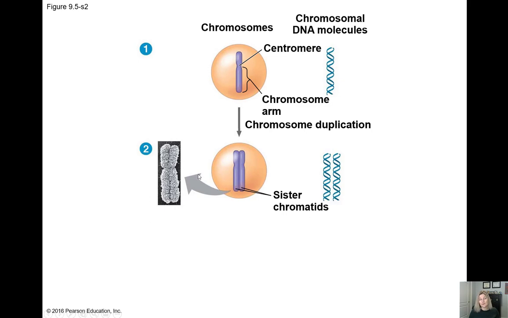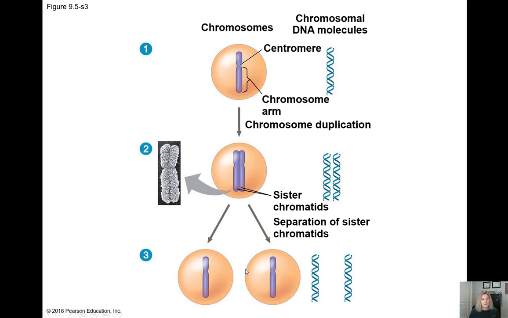So we call those sister chromatids because they're identical. And then at the end of cell division, the chromosomes have separated, the sister chromatids have separated into different cells. And since they're identical to each other, now we have two daughter cells that are identical to the parent cell.